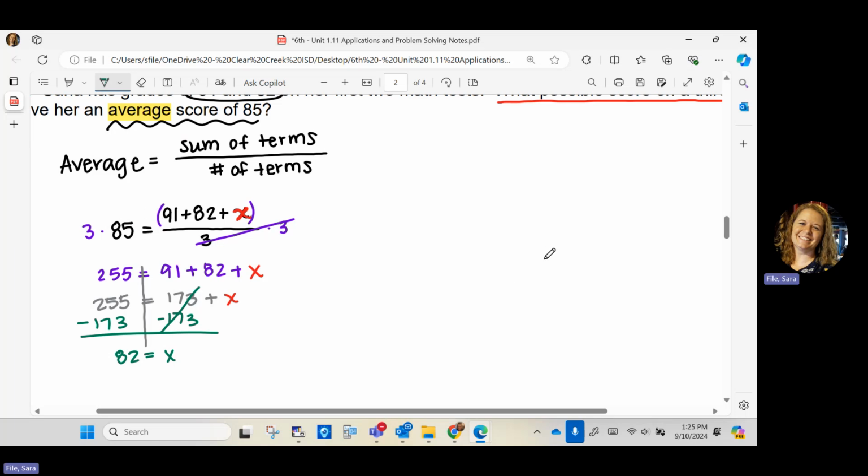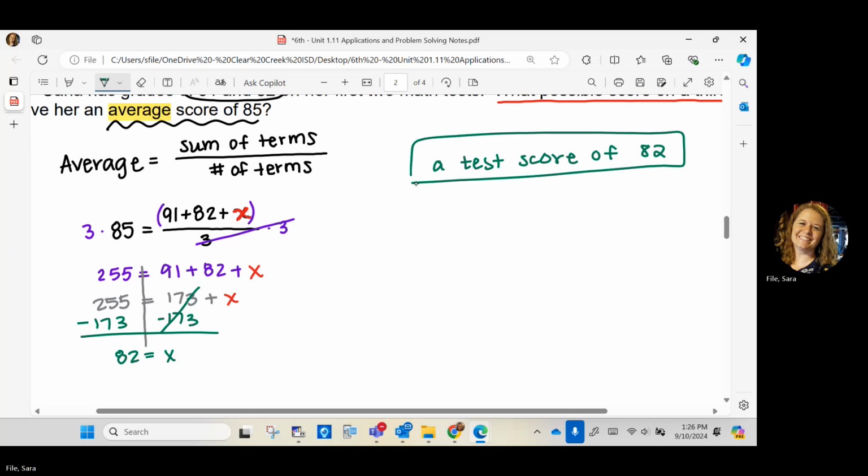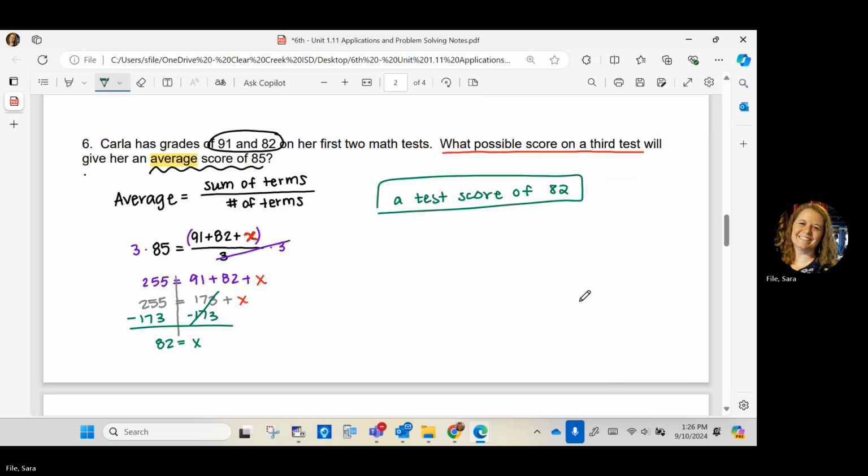Okay, so you can just box in 82, or you can write that in a sentence. You can say a test score of 82. Make sure you wrote down this formula on how to find an average. If you were one of the people who didn't remember how to find an average, you've got to know what the terms mean to be able to answer the questions.